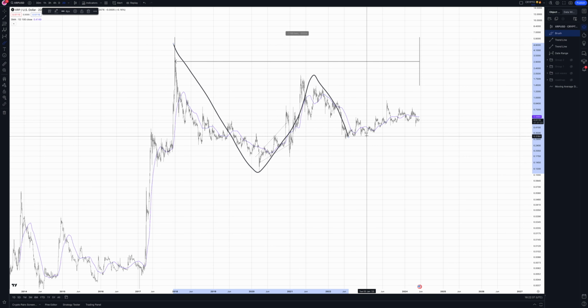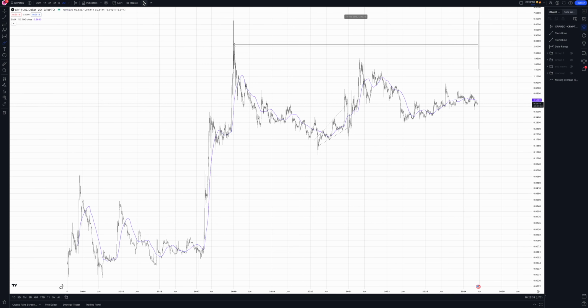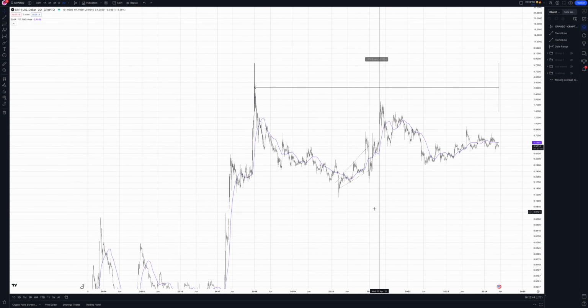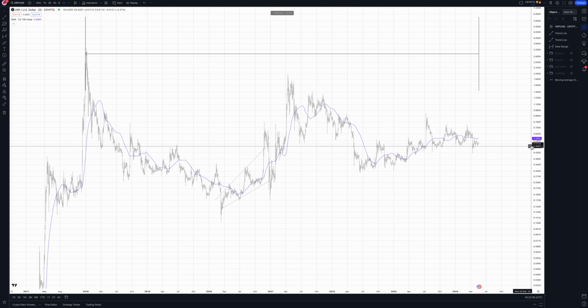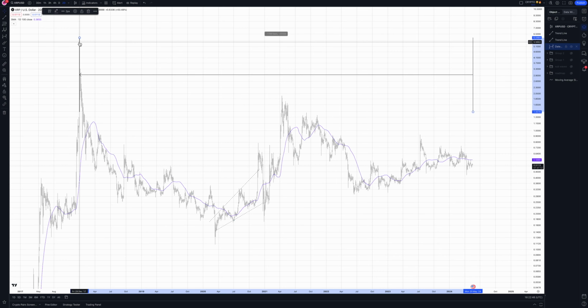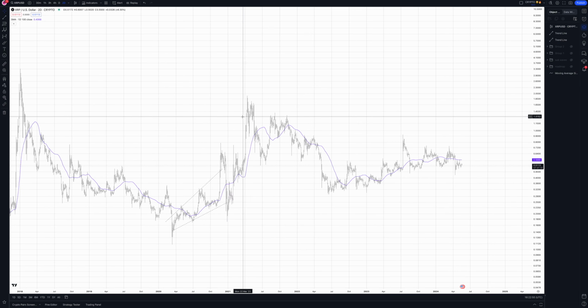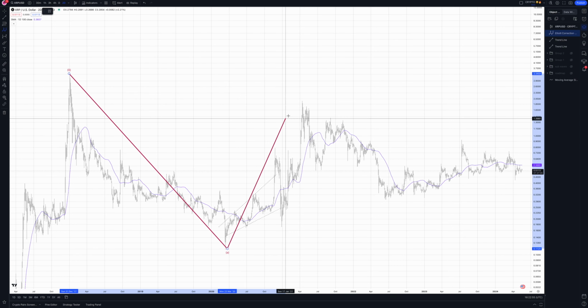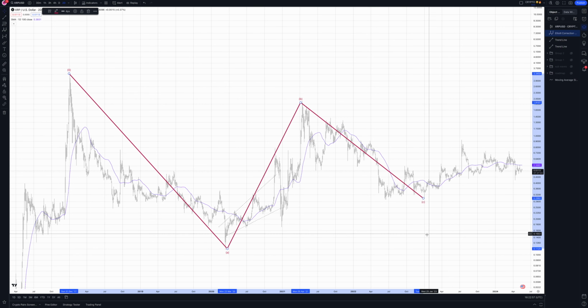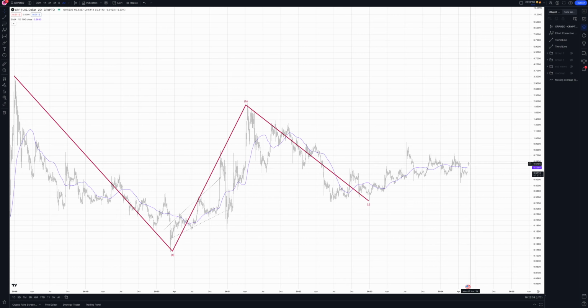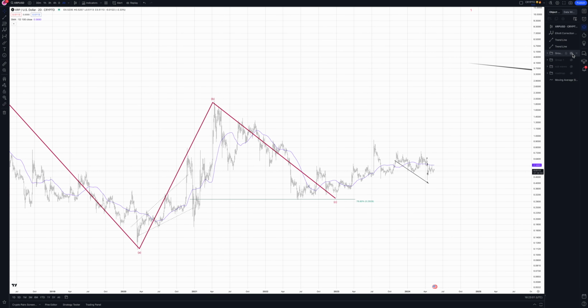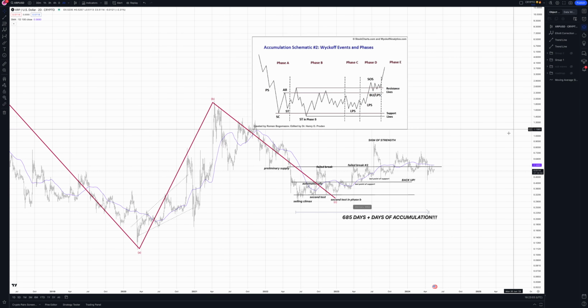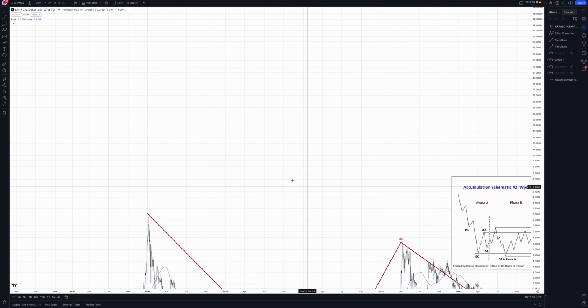wave here. Okay. After having this ABC correction, what do we see over here? Right? We have to analyze what's going on with the chart. Okay. After having your A wave, B wave, and C wave down, what does the price do afterwards? The price goes into what's called Wyckoff reaccumulation. So I want to show you guys something here.